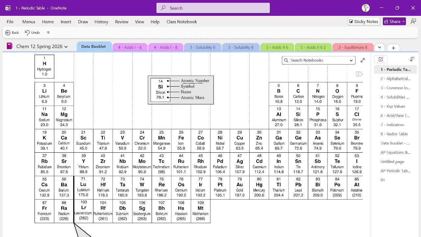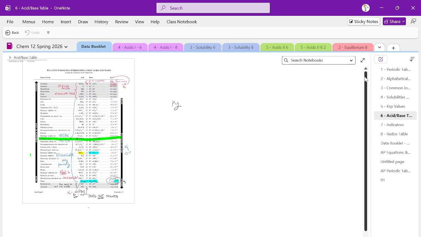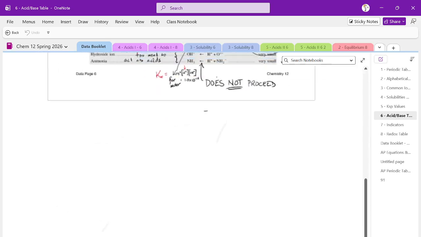So point to it and show your neighbor if you have not already done so. What page are you on? You're on page 6. Excellent. And are you near the top or near the bottom? You're near the bottom.